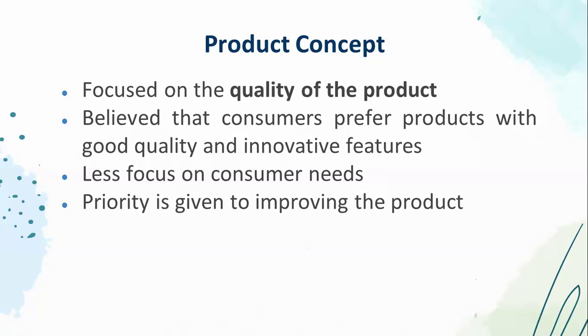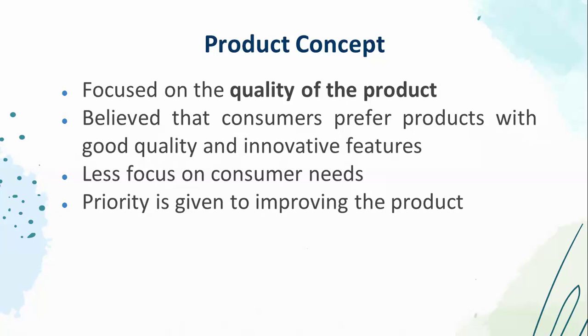So what they did was they gave priority to improving the product, to making the product quality, to making the product innovative, right? So it was not as producer oriented as the production concept, but still it's a producer oriented concept, right? So what is the focus there? The quality of the product. They thought that if the product is quality and contains innovative features, consumers would prefer the product, right?